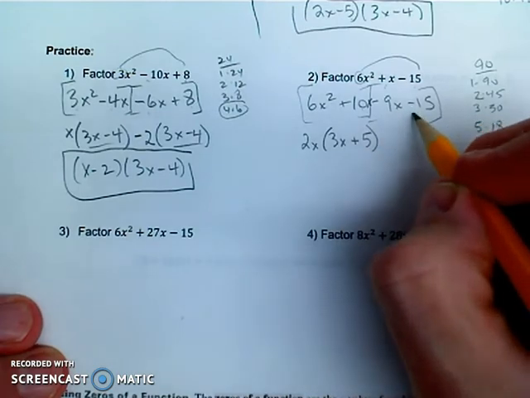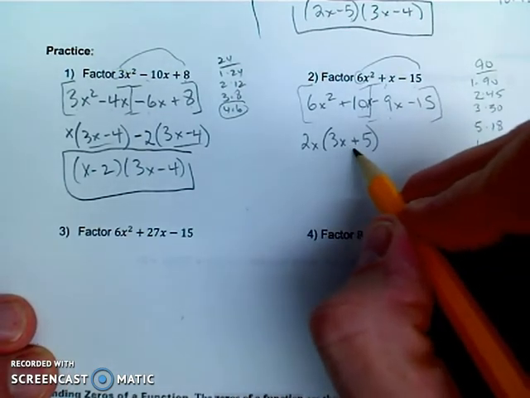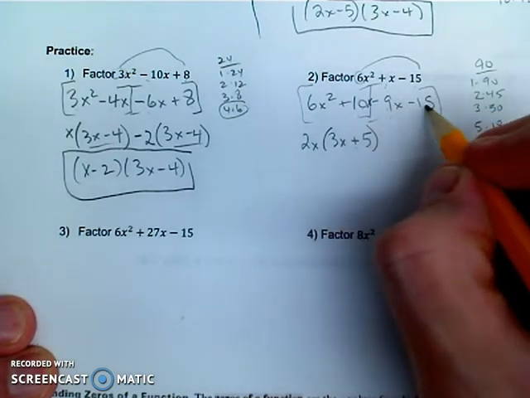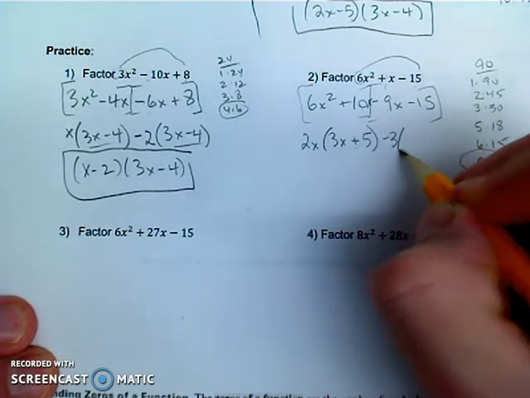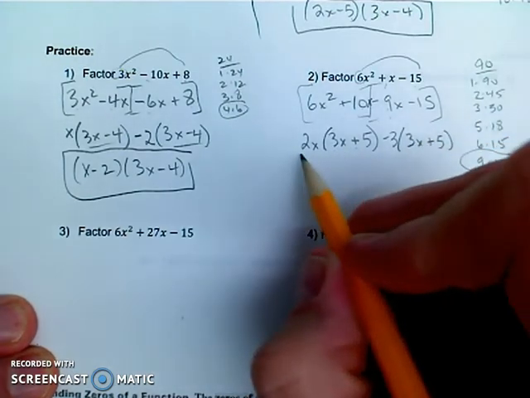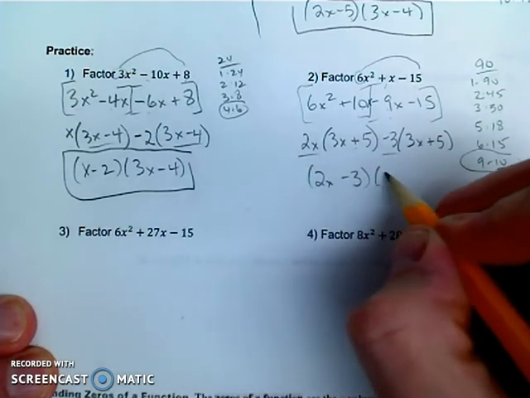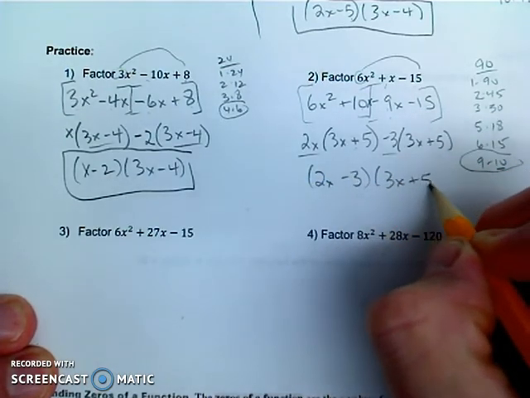Now I can see that both of these terms are negative, so I know my GCF is going to be negative when I factor it out because I want this remaining, 3x plus 5. Looks like I should take out a negative 3. So 2x minus 3, 3x plus 5.